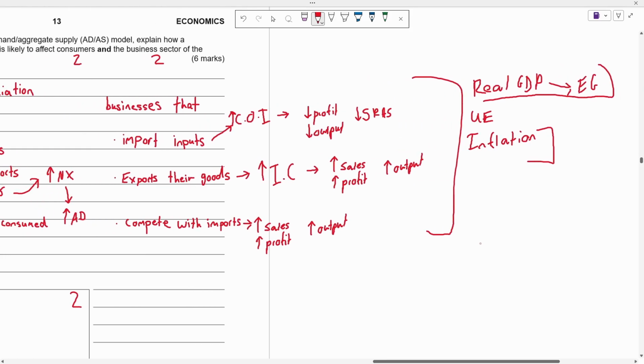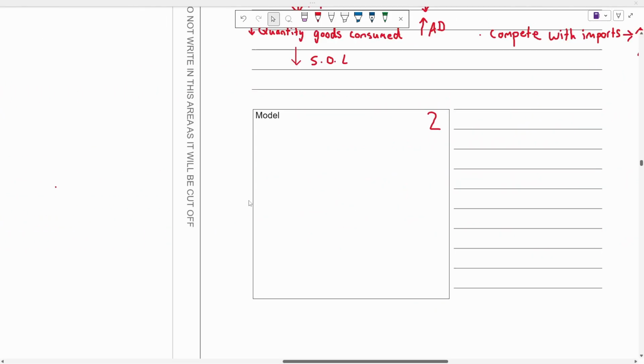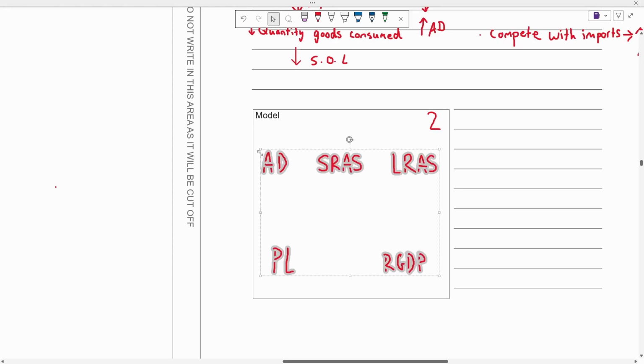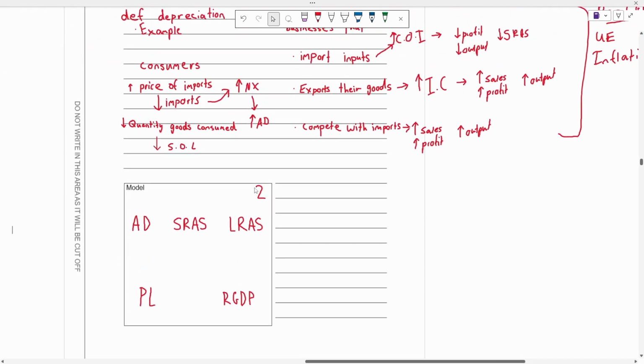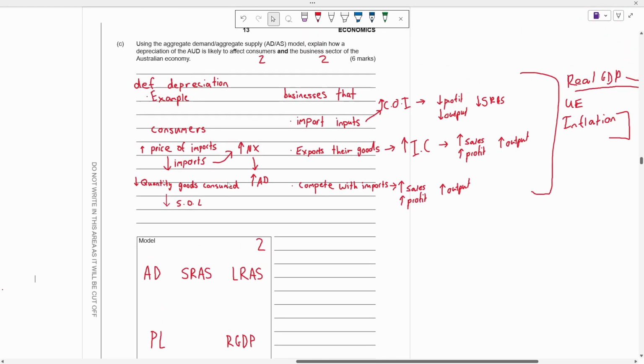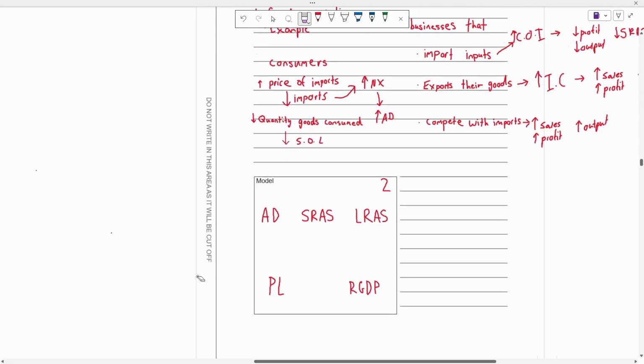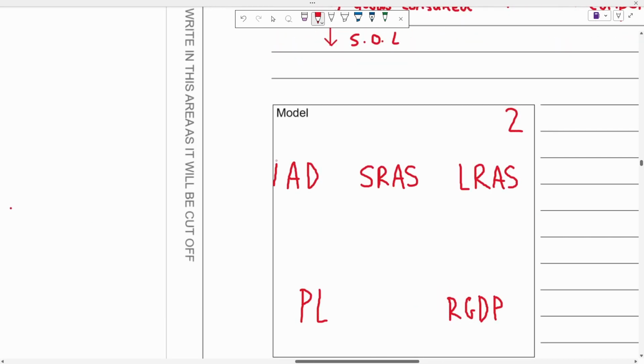So let's do the planning for the model. So we have an AD-AS model. Now let's figure out what happens to our curves. So starting off at aggregate demand, we know aggregate demand is going to increase. As consumers purchase less imports, that's going to increase net exports, increasing aggregate demand. Also, as businesses export more of their goods in the long run, that's going to increase net exports. Either way, aggregate demand will increase due to the increase in net exports.